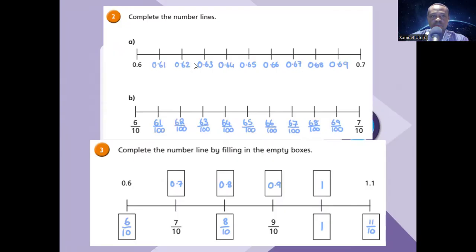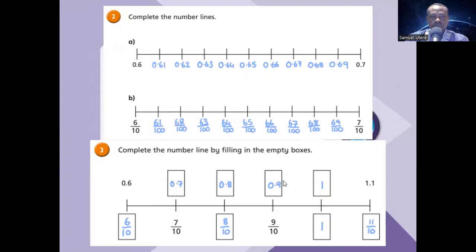And you can see the equivalence between these decimals and these fractions. So you have 61/100ths all through to 69/100ths before the last number on the number line, which is 7/10. And recall that 7/10 is the same thing as 70/100ths.